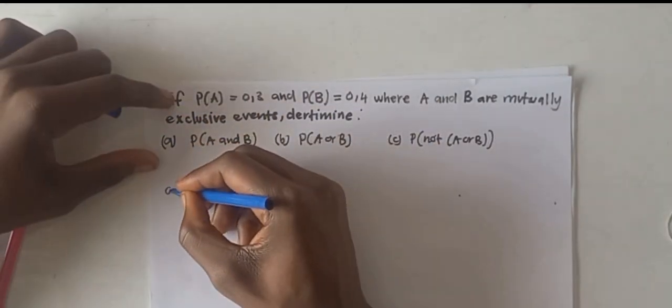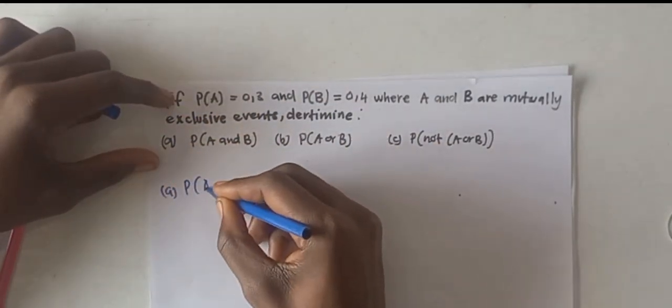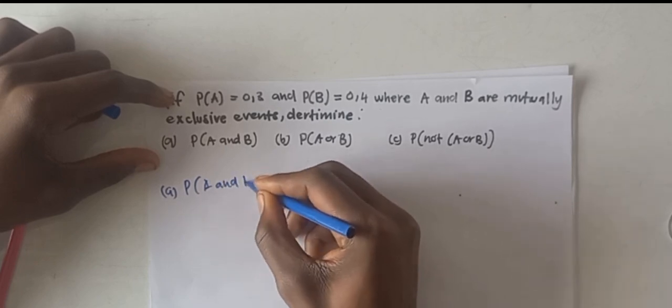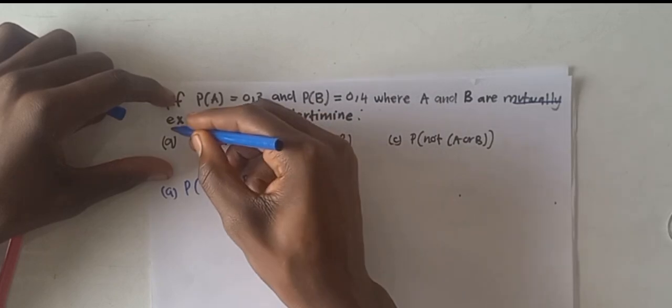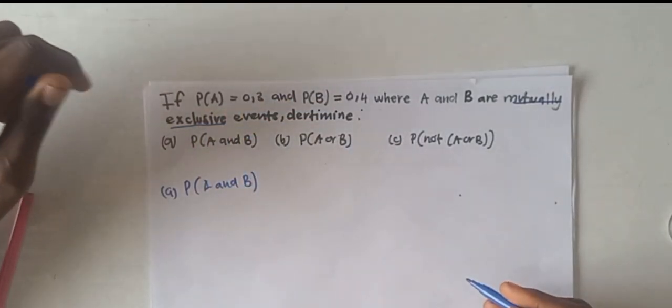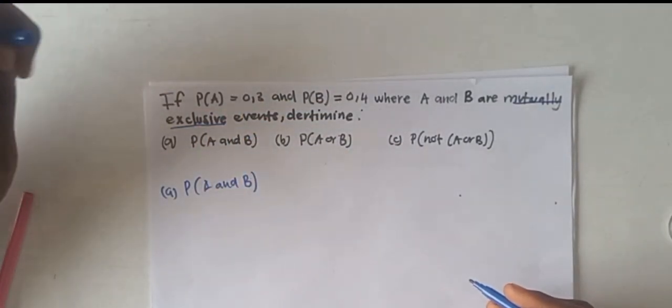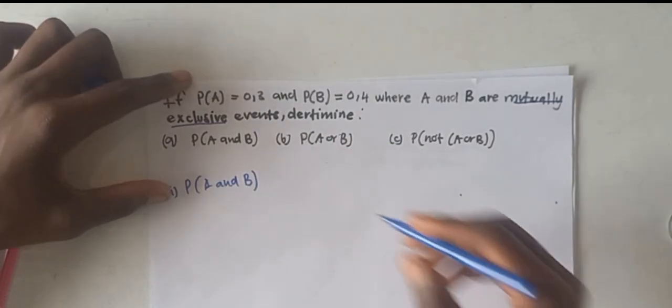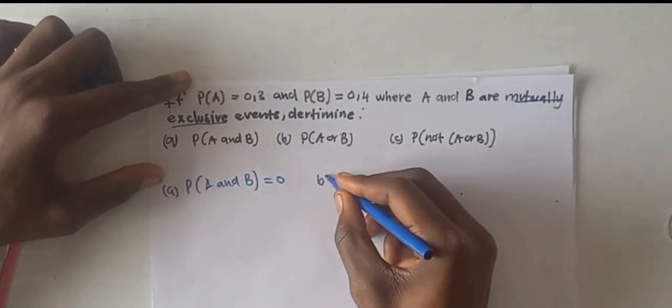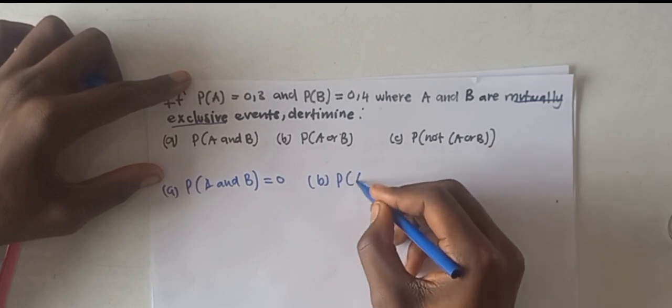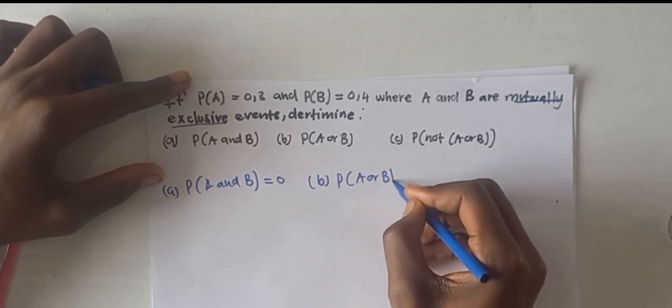So the first one, they need the probability of what? Of A and B. They say that these two events are mutually exclusive. And when they are mutually exclusive, what do we know? We know that there's no common intersection there. So it means that the probability of A and B is going to be equal to 0.